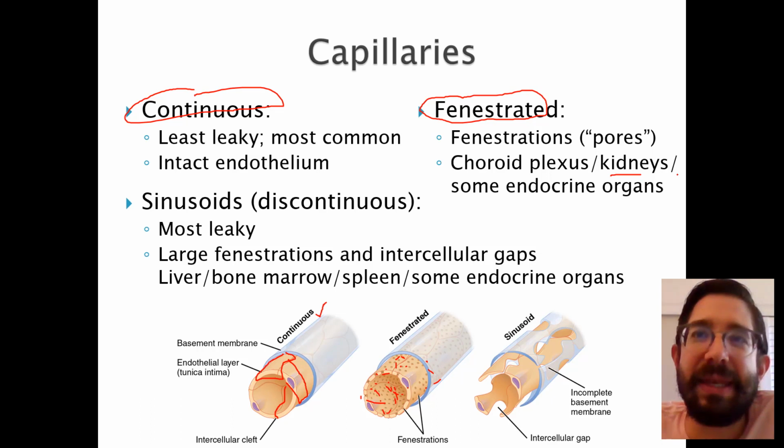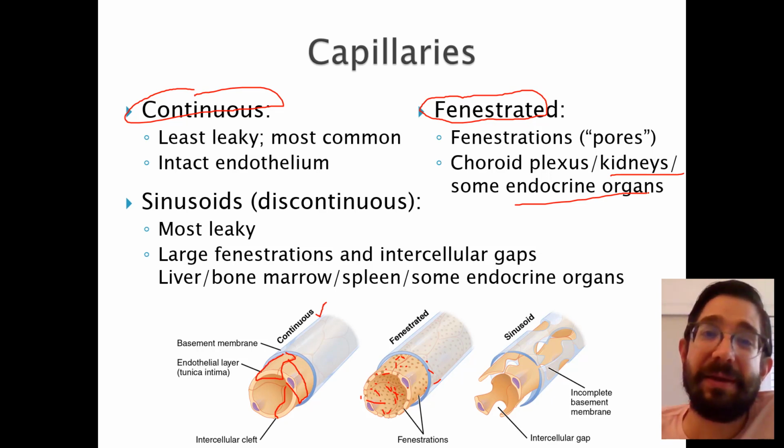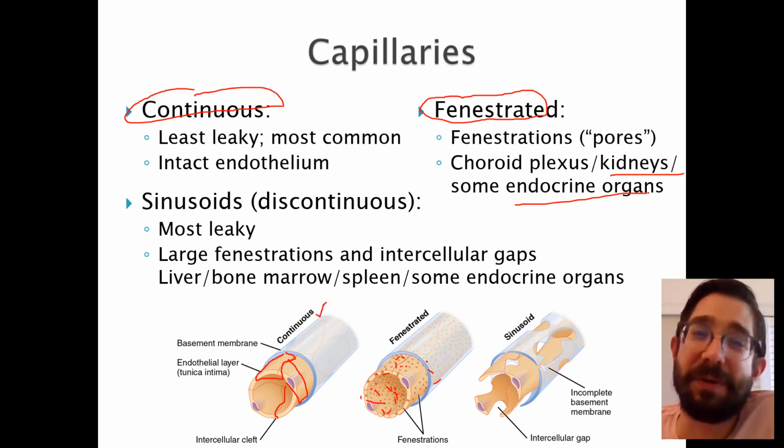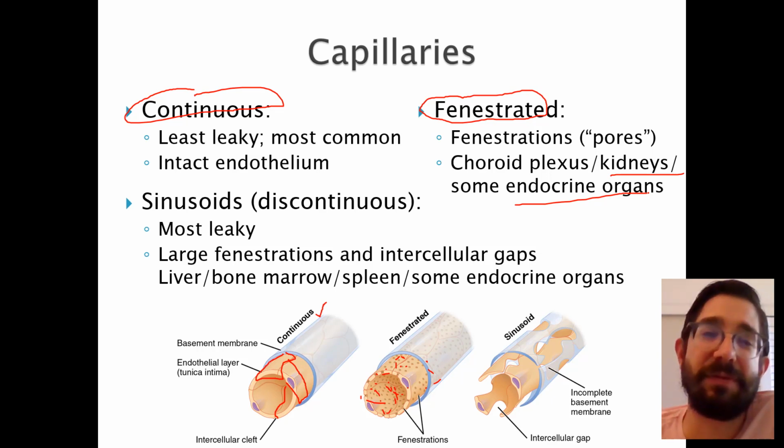You'll find these also in the kidneys, because the kidneys are trying to filter your blood. So you need to let a lot of stuff out to be able to filter it. And fenestrations are also found in some endocrine organs, because endocrine organs make hormones. A hormone is a chemical messenger, which travels in the blood to a target cell. So the key point there is travels in the blood. It has to be able to get into the blood, and it can get in there by going through these little fenestrations.